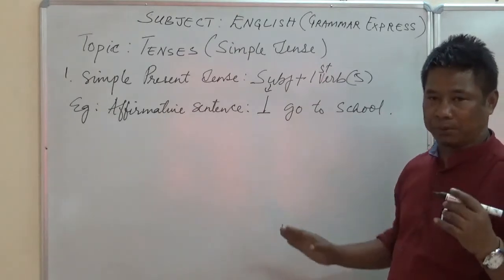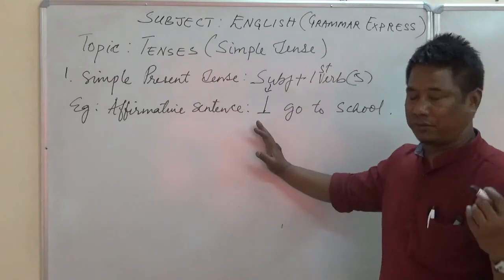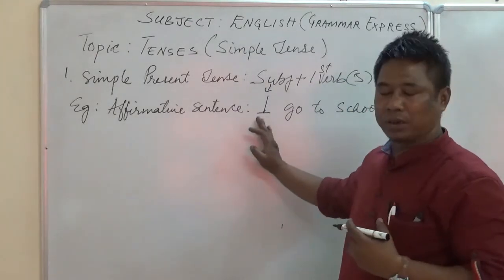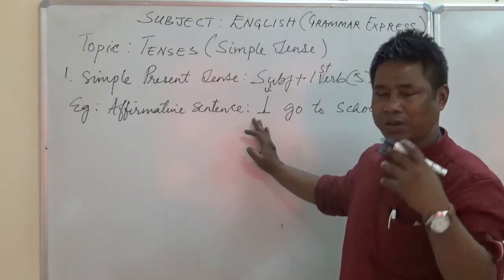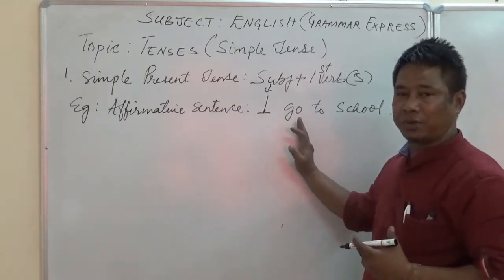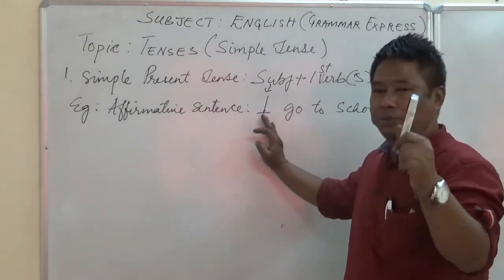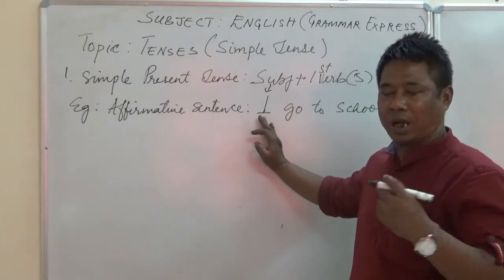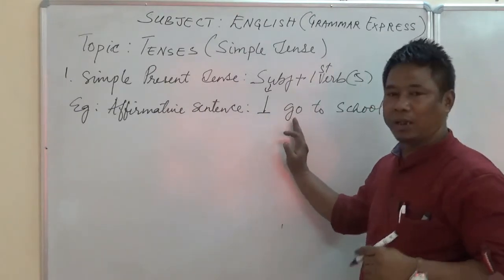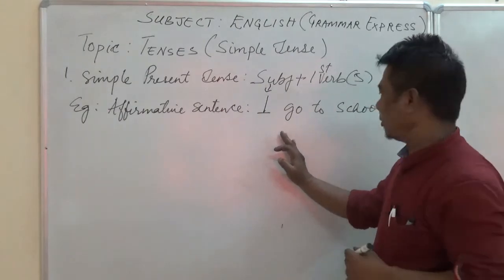So let's remember, if the subject is the first person or the second person, then you have to use the first form of the verb without S. Subject first person, I, then second person, you, and the verb stays the same: I go, you go.